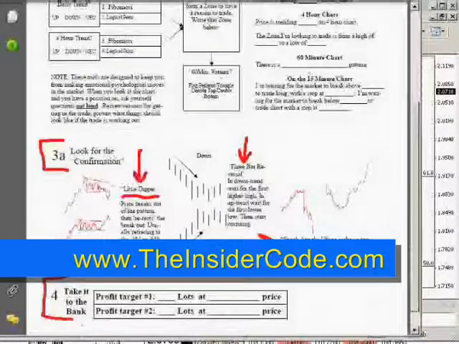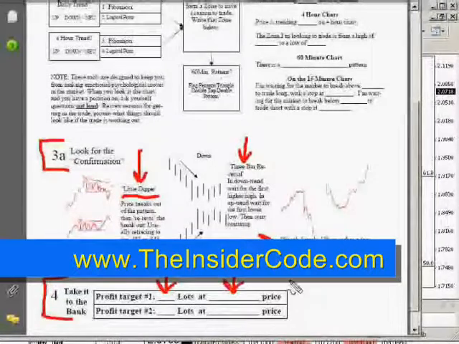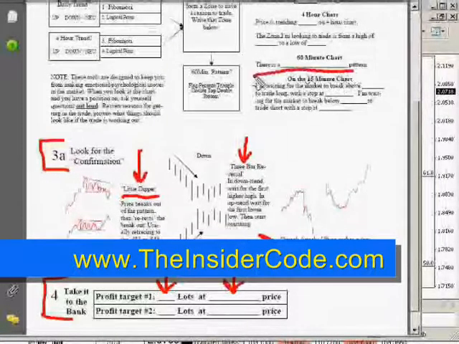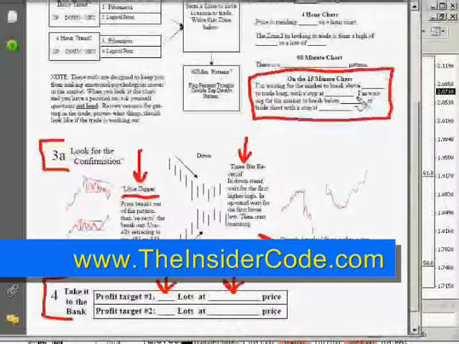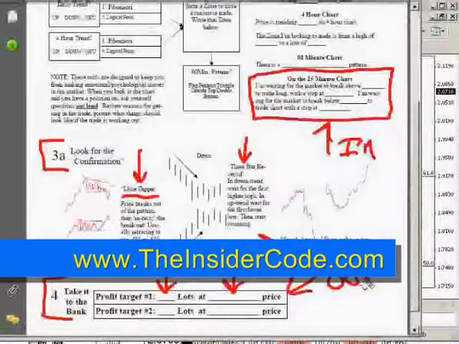And then finally, here's our profit target. This is where we write down how many lots we're trading and at what price. And we can take that information and combine it up here with our 15-minute chart so we know exactly what we're going to do. We know where we're going to get in, and we know exactly where we are going to get out.